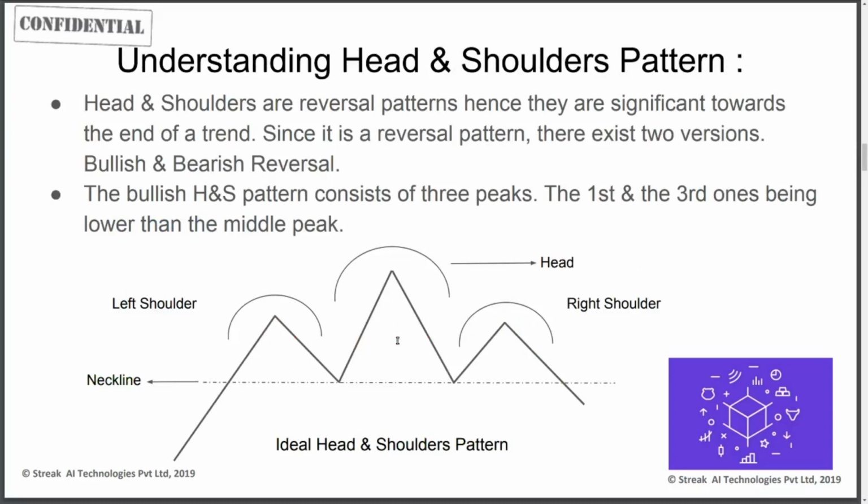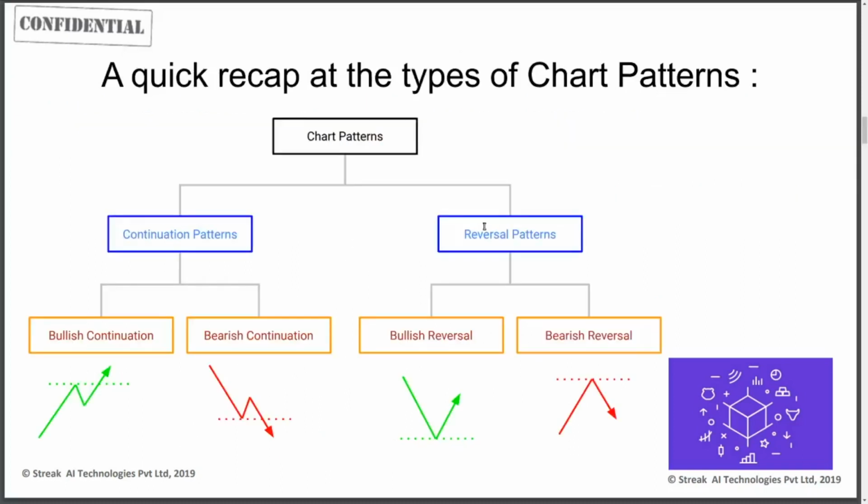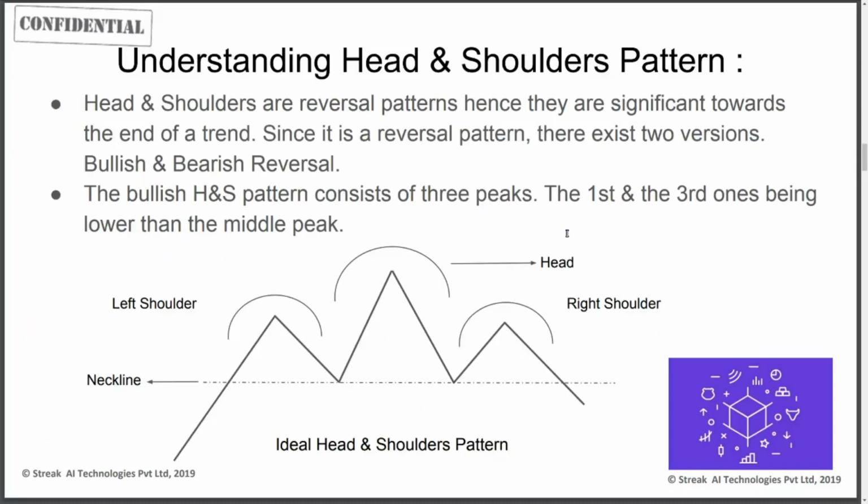So let's get started with the first pattern, which is very famous, very important. It's the head and shoulders pattern, and also it's quite complicated. So let's first understand what the head and shoulders pattern signifies. Head and shoulders is a reversal pattern, so it falls in the second category of patterns, and it occurs towards the end of a trend. It is significant if there was already an existing trend and then a head and shoulders occurred, showing that there is a possibility that the trend might change. Now there are two versions of this, bearish and bullish reversal. Don't worry, we are going to cover both of them.